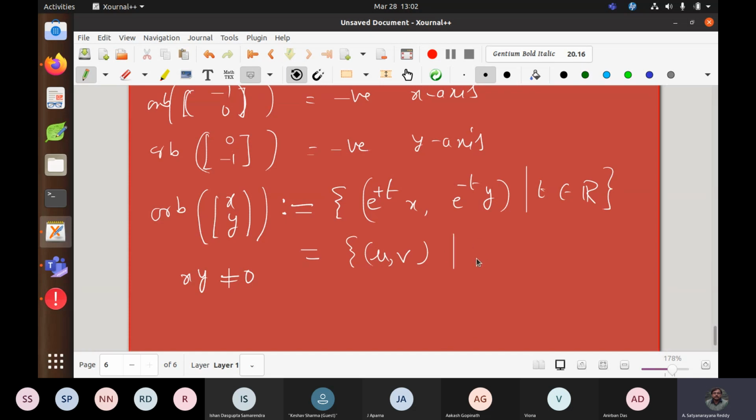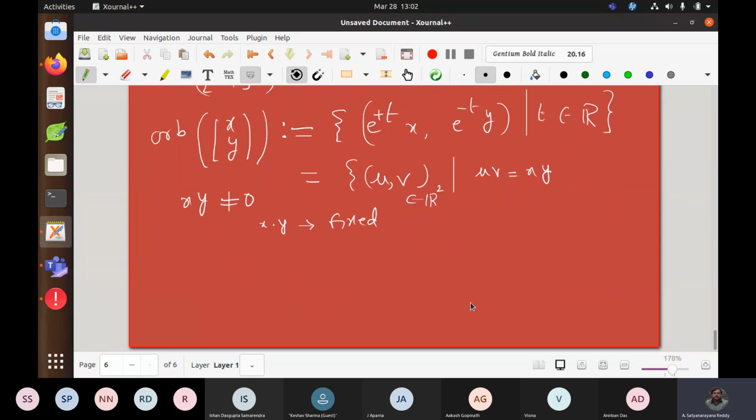Such that, what is the condition now? Sir, the product xy will be constant. uv equal to xy. So x and y are fixed. x into y is a fixed number. Now I keep changing (u, v). This belongs to R2 if you want. But again, xy not equal to 0, there are many problems there. Be careful about that also.